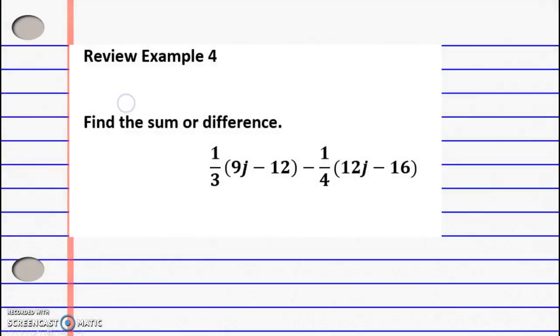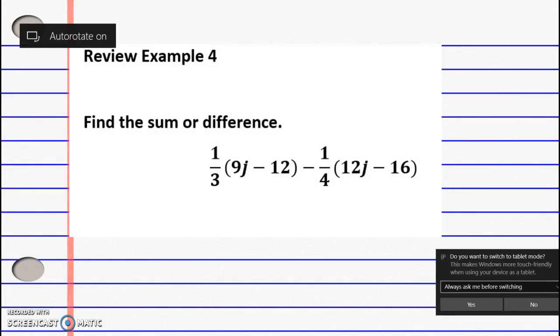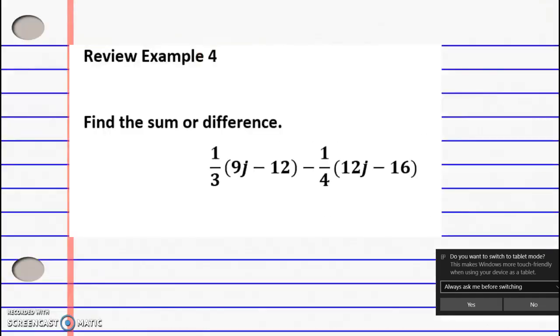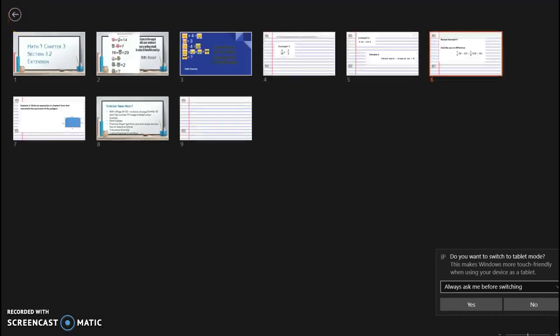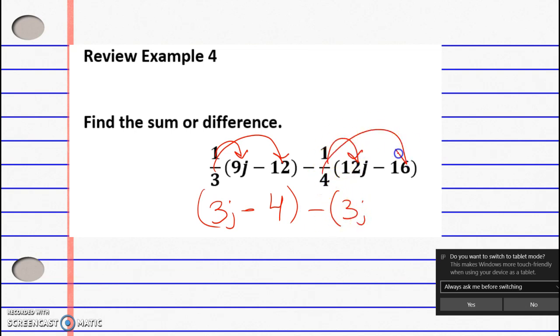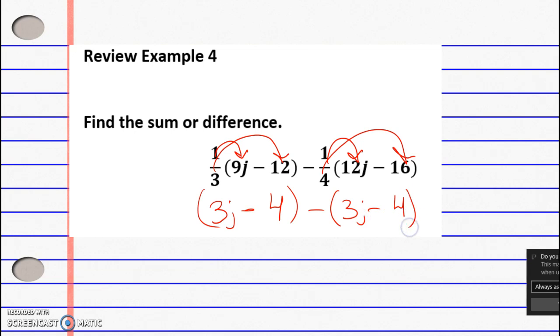Next one. So this is just a review example of multiplying fractions by the inside number. So, ooh, didn't mean to do that. Sorry, guys. Okay, so we take 1/3 times 9, which is 3j. 1/3 times 12, which is 4. We're just going to keep these in parentheses so we know. 1/4 times 12 is 3j. 1/4 times 16 is 4. And then we just take like terms and subtract, because it's the difference, and that's what that means.